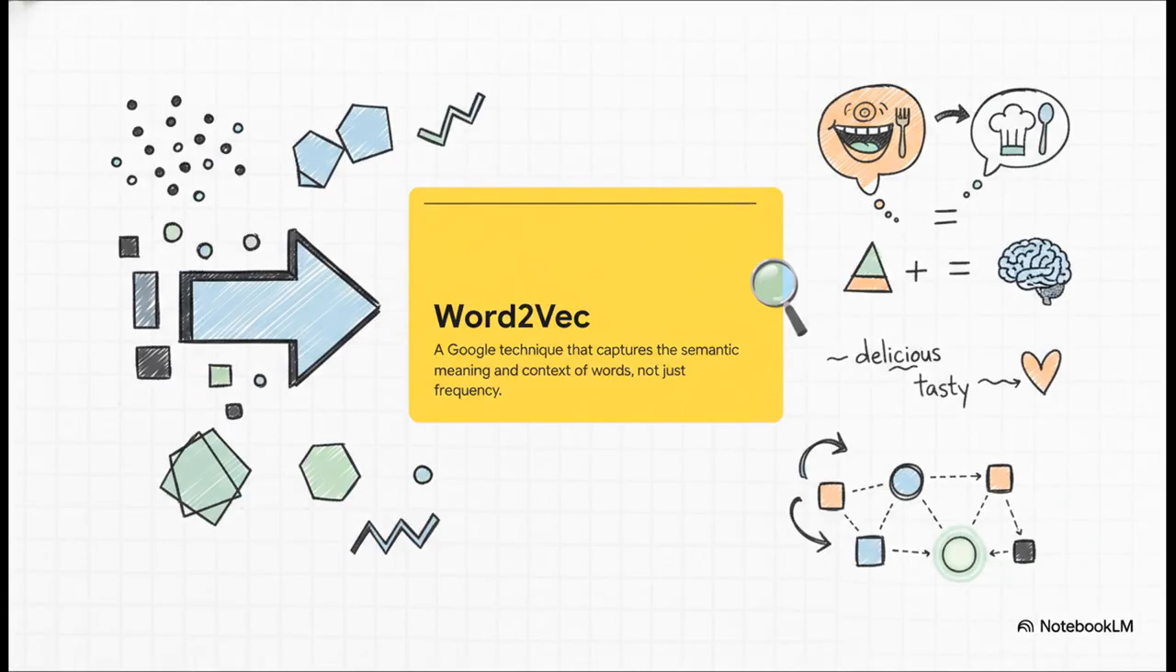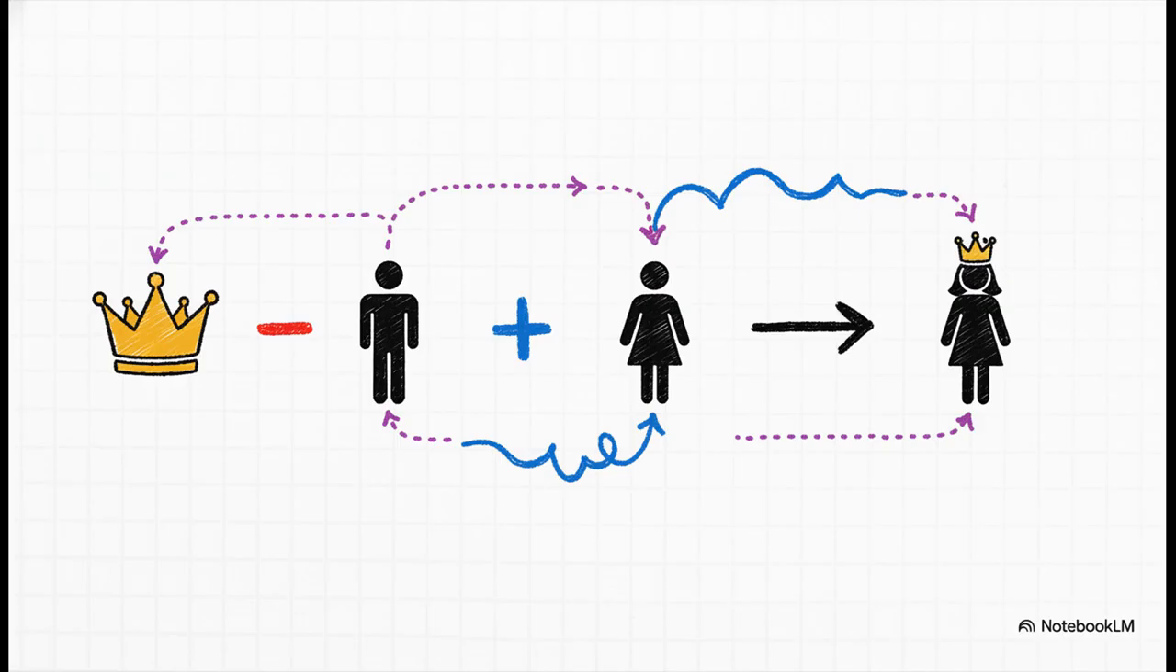But the real honest-to-goodness breakthrough is a technique that came out of Google called Word2Vec. This was a total game changer because it goes way beyond just counting. It actually learns the context and the semantic meaning of words just by looking at the words that usually surround them. It figures out that delicious and tasty are similar words without anyone ever telling it. And this is where it gets absolutely mind-blowing.